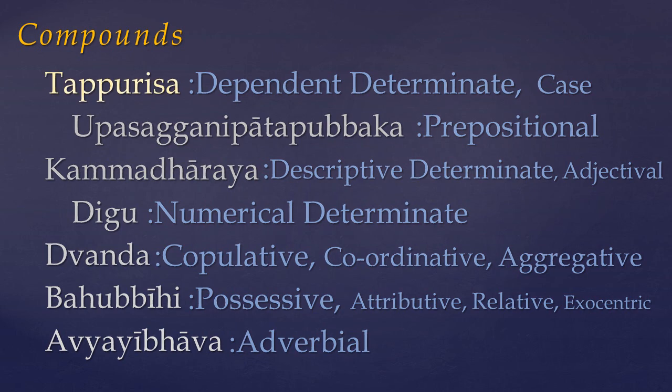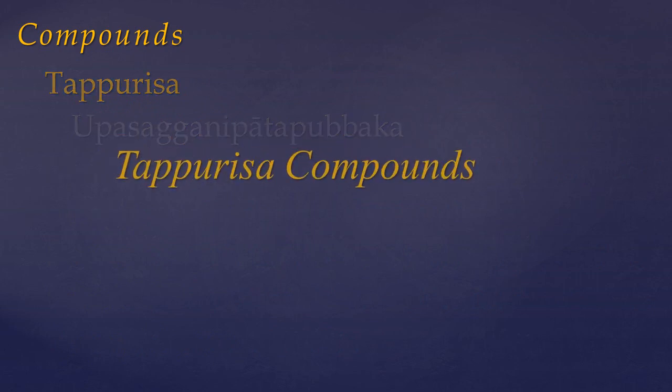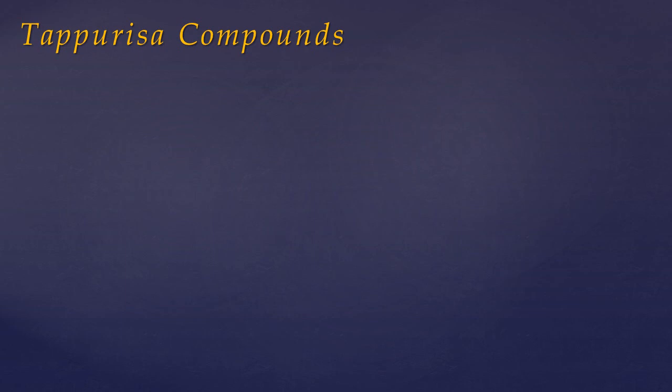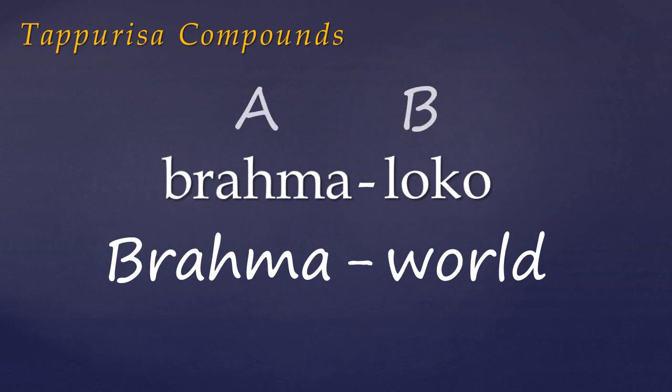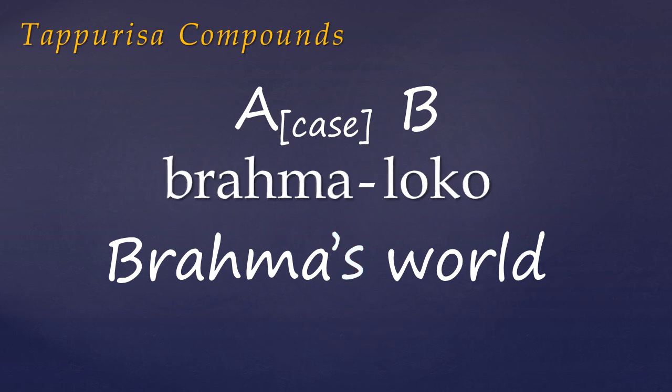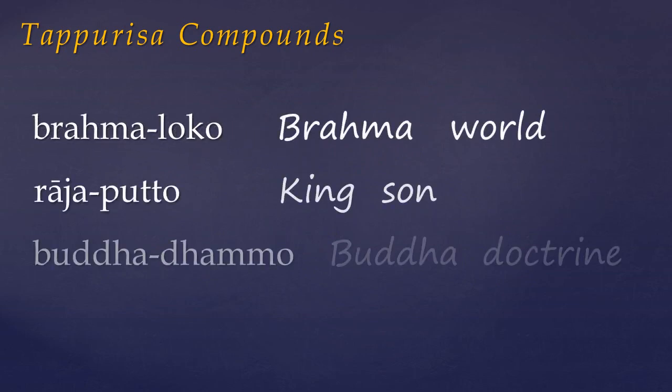Warder works through these classes one by one, and in Lesson 13 we're going to look at Tappurisa Compounds. These are usually called dependent determinative compounds, because the first member qualifies or defines the second, and the relationship between the member words can be expressed by one of the oblique noun cases. Here the first member bears a case relationship to the second, so these are also sometimes called case compounds. The first member can bear any case relation except nominative or vocative.